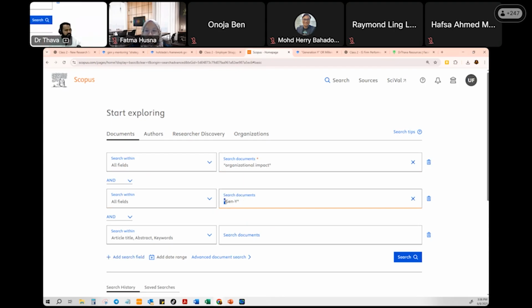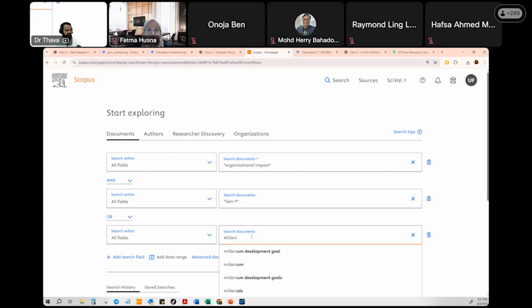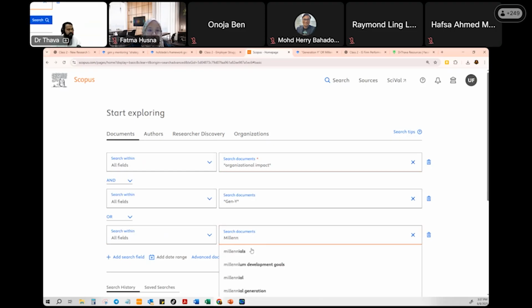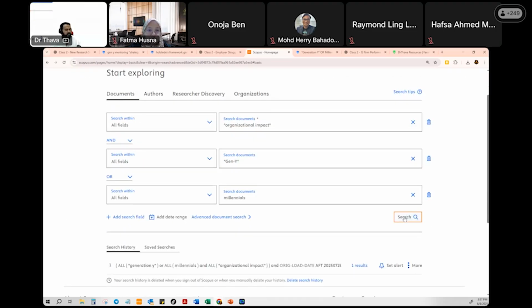The quotation mark means that it is all considered one word. It's not separate words. If I don't put this quotation mark, organization will be a separate word, impact will be considered a separate word. And then here we change to OR, all fields, millennials. All right, now I search.